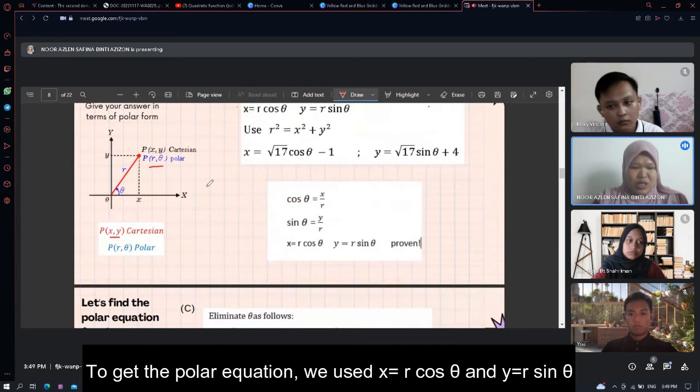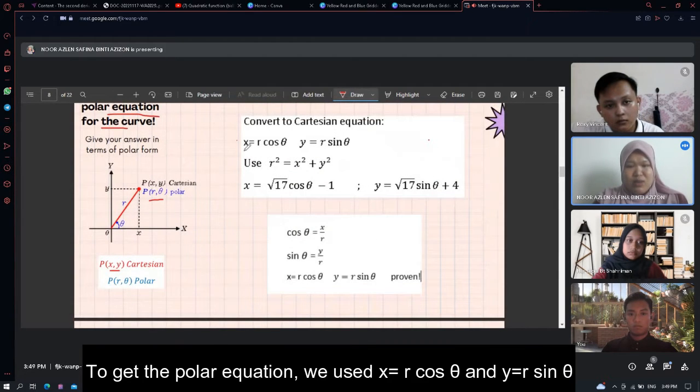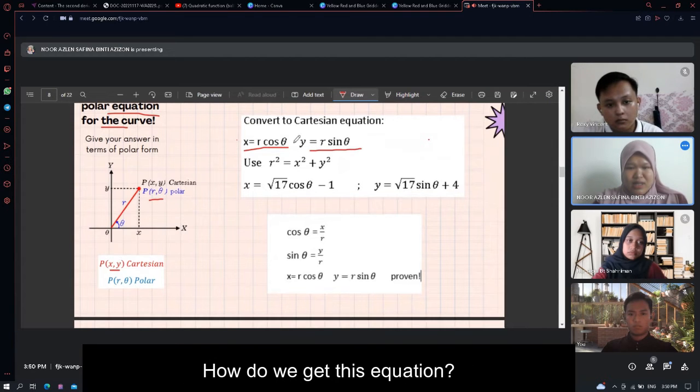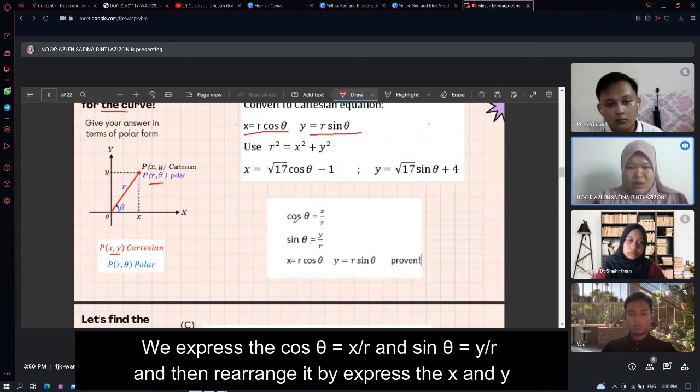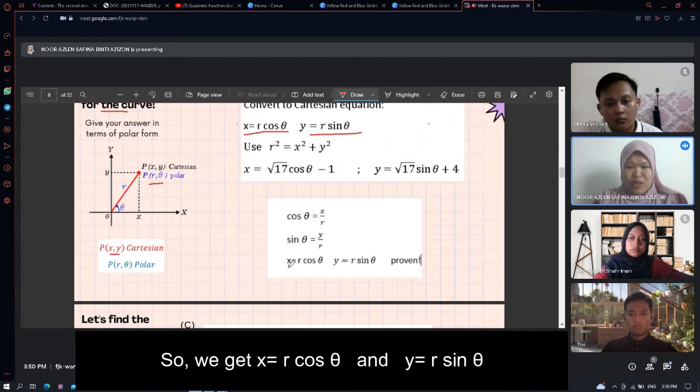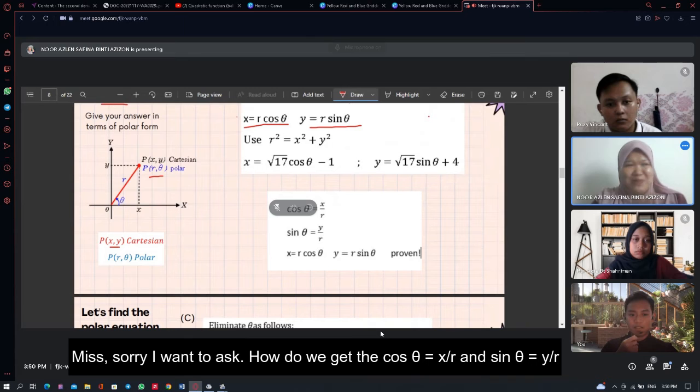To get the polar equation, we use x equal to r cos theta and y equal to r sin theta. How do we get this? We get it from the right triangle and the Pythagorean theorem. Because we express cos theta equal to x over r and sin theta equal to y over r. And then we rearrange by expressing x and y, so we get x equal to r cos theta and y equal to r sin theta. So it's proven.